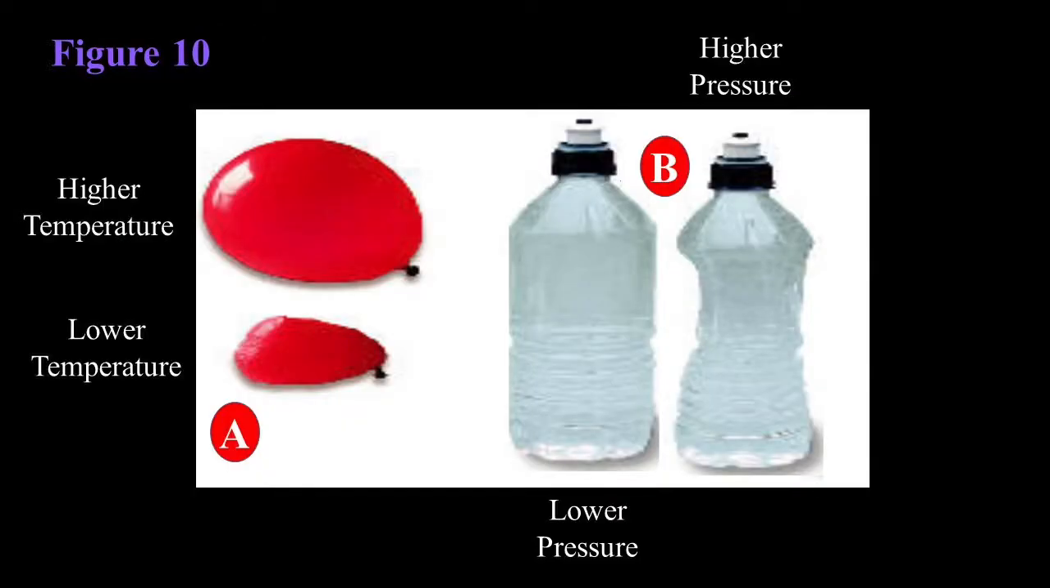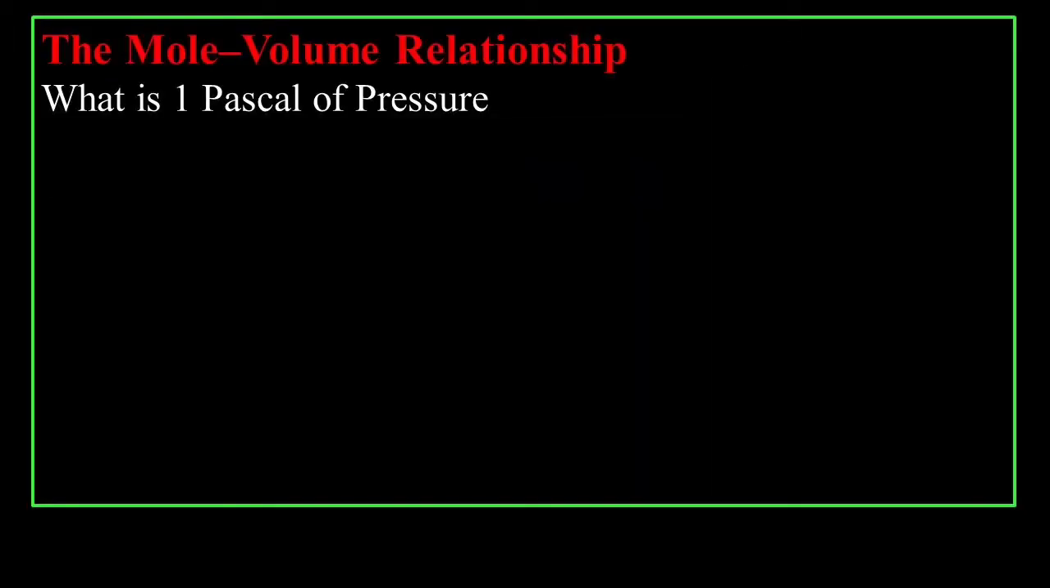And pressure and volume are inversely proportionate to one another. So low temperature, low volume. High temperature, high volume. Low pressure, high volume. High pressure, low volume. They are inversely proportionate. The rule is that temperature and volume are direct, and pressure and volume are indirect. Pressure and volume are indirect, and that's very important in physics.